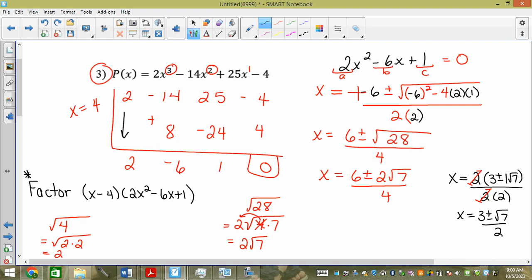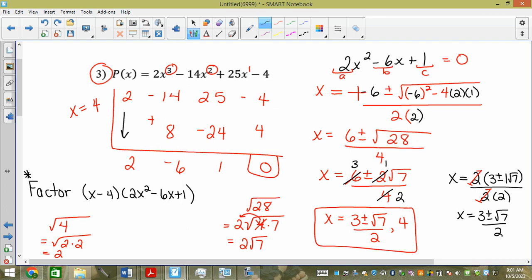So instead of showing it that way, you can go, okay, I can take a 2 out of here, I get a 3. 2 out of here, I get a 1. 2 out of here, I get a 2. But the reason why that works is because you're GCFing a 2 out of everything, right? And so you get x equals 3 plus or minus root 7 all over 2. Comma what? 4.